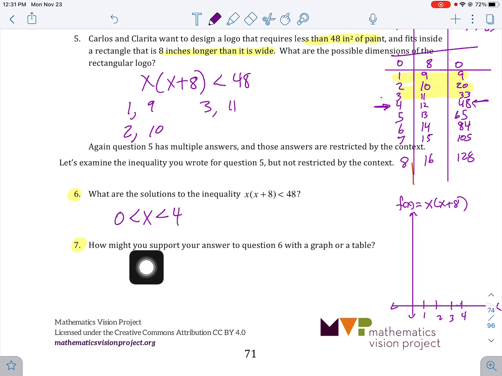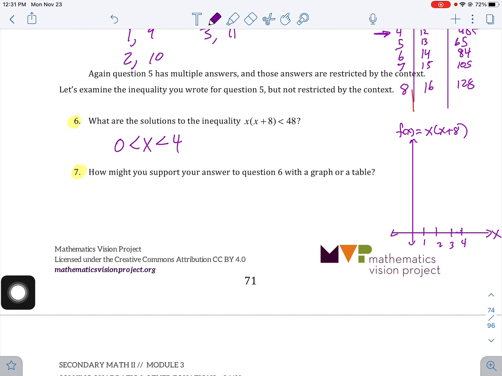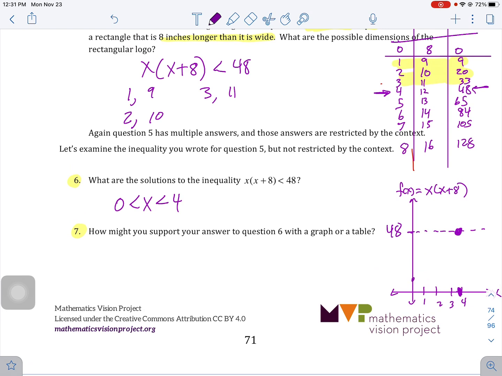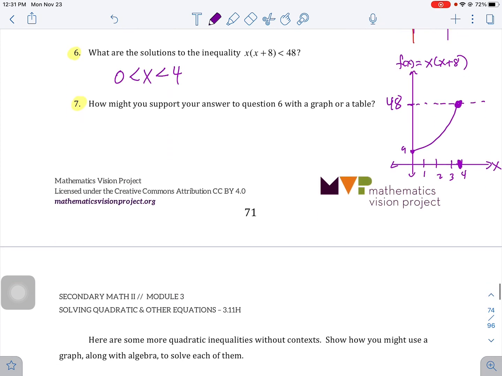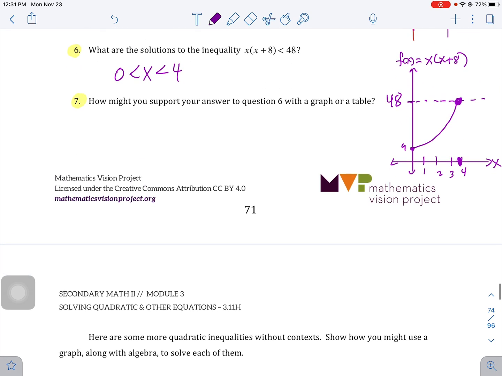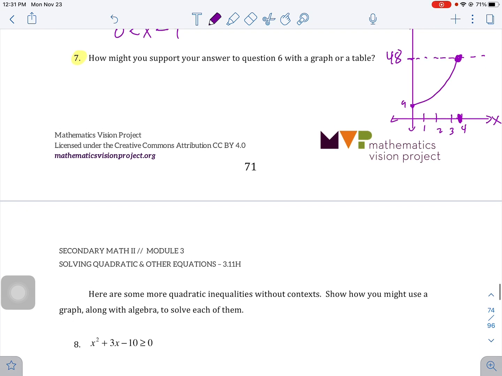Now, how might you support your answer with a graph or table? Well, if we're looking at this thing right here, and let's say we're looking at 48, this is y equals 48 here. One of the things we can see is at 4, it is equal to 48. And this is actually a 9 here, so you can see it's going to drop as it approaches that. That's one way you could look at it. In all these dimensions of x, it's less than 48 for the area.